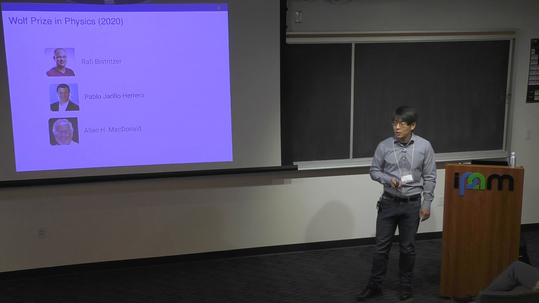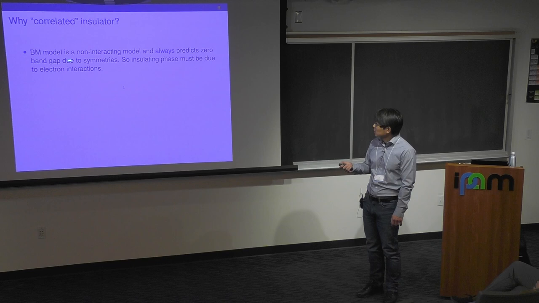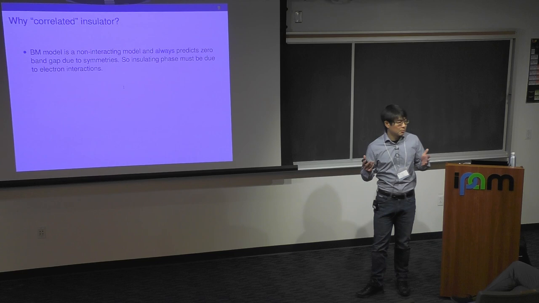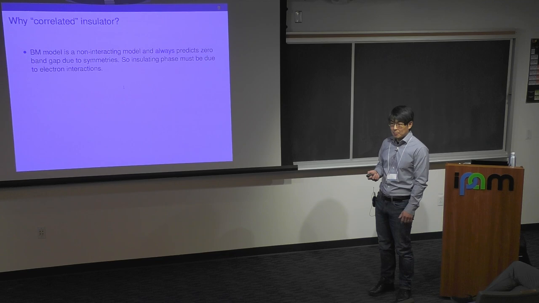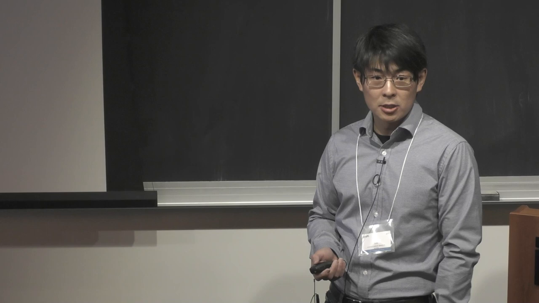So why correlated insulator? The BM model is a non-interacting model. You can think of it as pretty much like a tight binding type of thing, or even simpler than tight binding. It always predicts zero band gap. There's no way the BM model is going to predict an insulator phase. This is because of symmetry constraints.